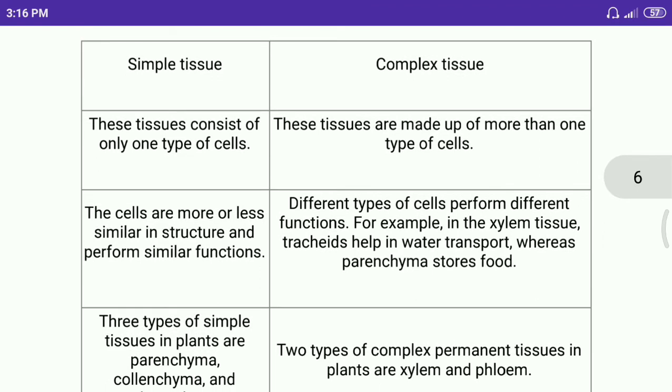Answer: simple tissue and complex tissue. Simple tissue consists of only one type of cells. Complex tissues are made up of more than one type of cell. Second, the cells are more or less similar in structure and performance.